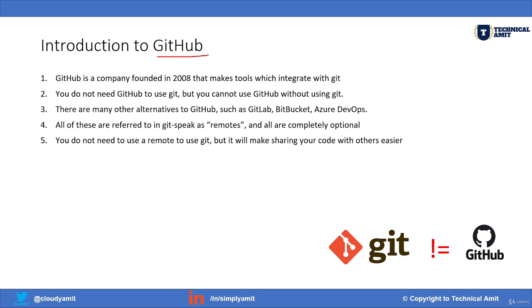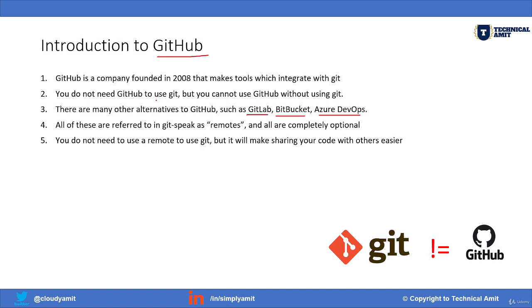If you don't want to use GitHub, you can use Git independently. You don't need to use GitHub with Git. You can use any other system. You have got GitLab, you have got Bitbucket, you have got Azure DevOps. These are a few other alternatives to GitHub. If you don't want to use GitHub, you can use any of these. But you cannot use GitHub without Git.